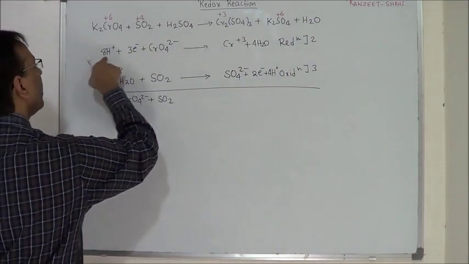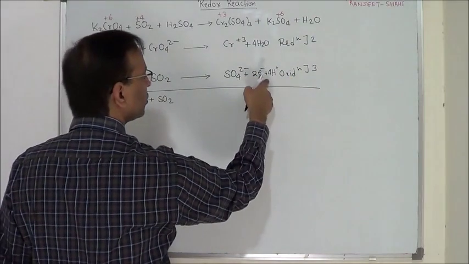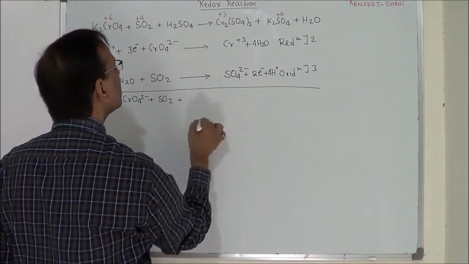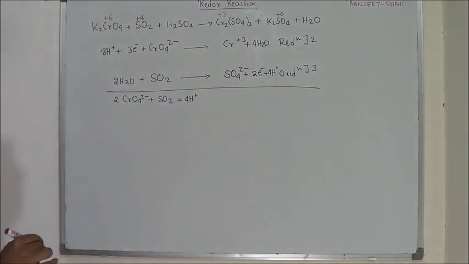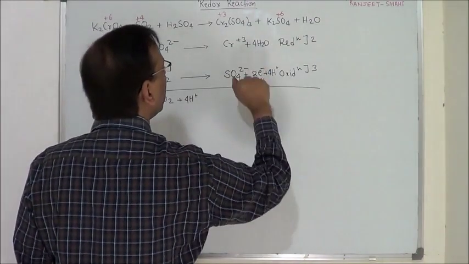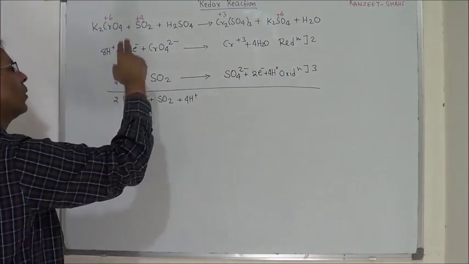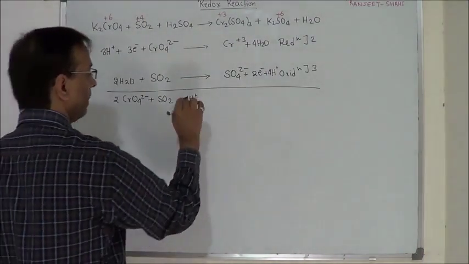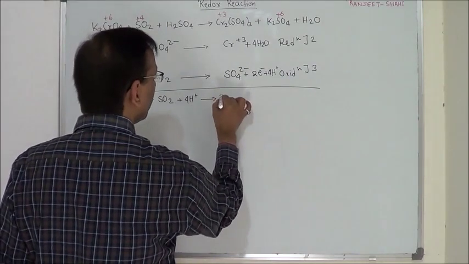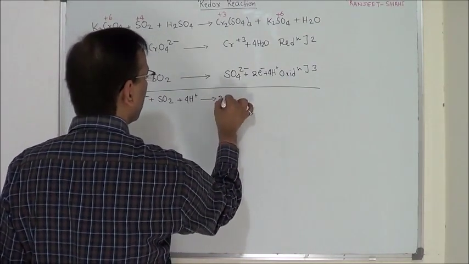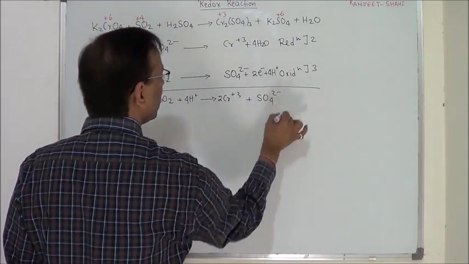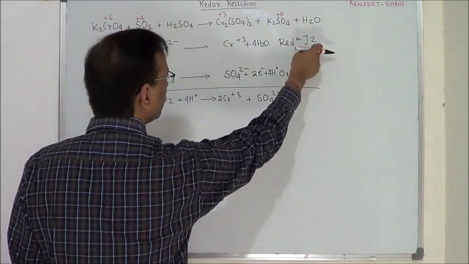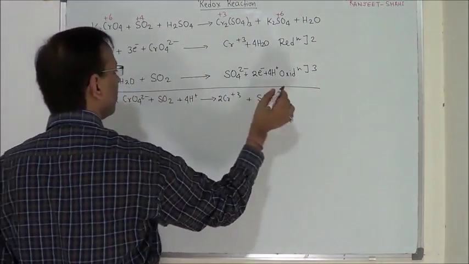Hydrogen ion: 2 into 8, 16; 3 into 4, 12. So 16 minus 12, 4H+ will be on the left side. Water: 2 into 4, 8; 3 into 2, 6. So 2 water will be on the right side. This gives 2 Cr3+, 3 SO4 2-, plus 2 into 4, 8, 3 into 2, 6, so 2 water.